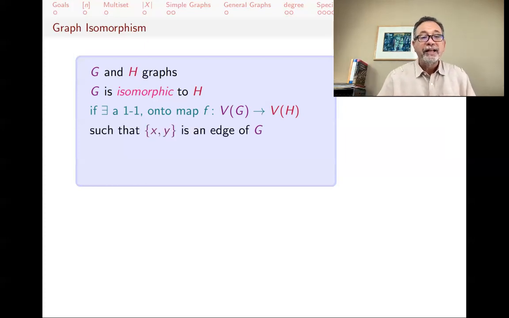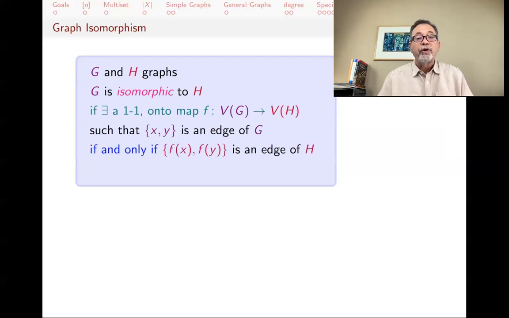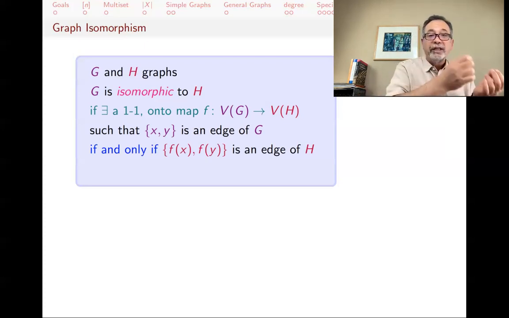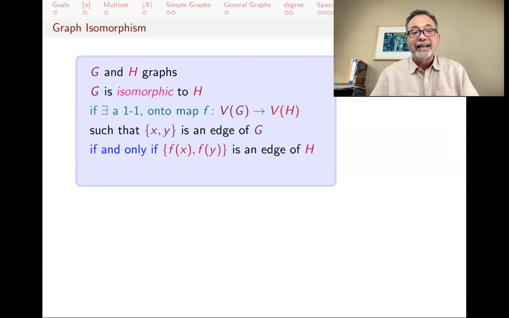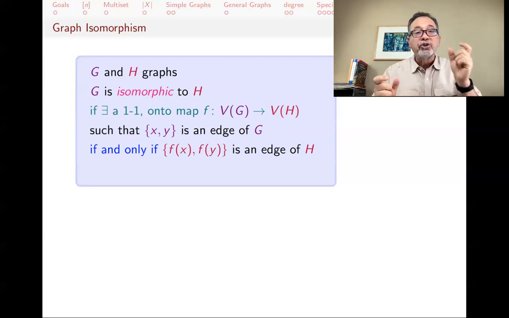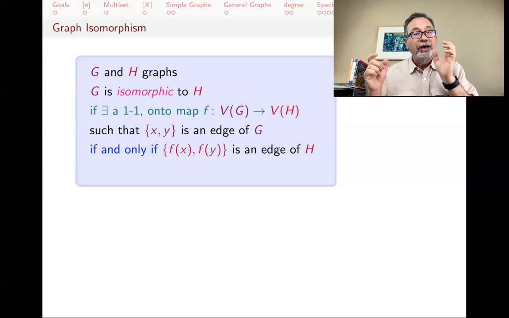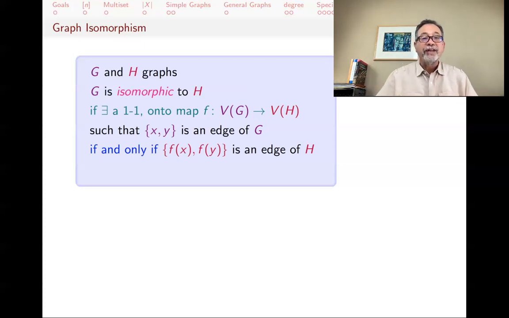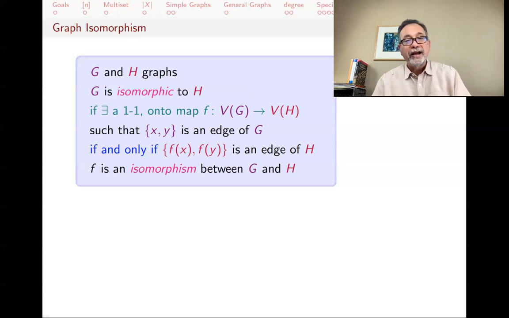But that's not enough. It also has to be the case that if you have an edge xy of G, then f of x, f of y is also an edge of H, and vice versa. If you have an edge of H and see where it came from, it should have come from the edges of G. So the vertices correspond. There's a one-to-one correspondence between the vertices, but that correspondence preserves the edges. Every edge goes to an edge, and every edge comes from an edge. This map f is then called an isomorphism between G and H, and the way we think of it again is that the two graphs are the same.